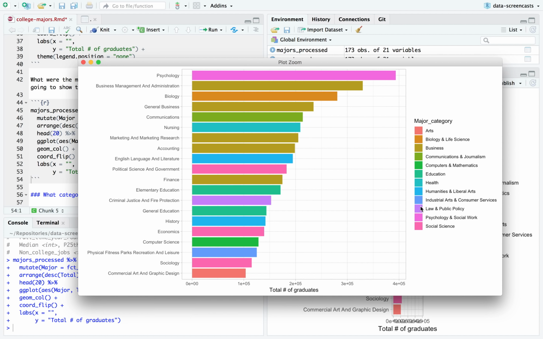And we combine it with their category. There's a lot of categories for colors. I might just toss this if I decide to put this in the final product. But I see it's psychology, business management, biology, various kinds of business we've seen. All right, these are some really common majors.